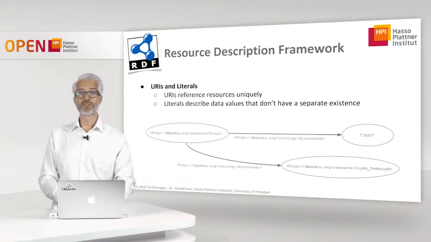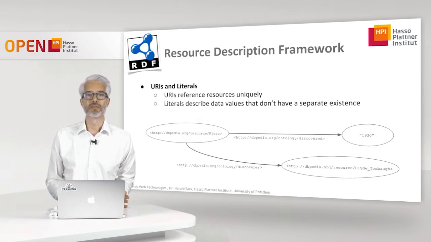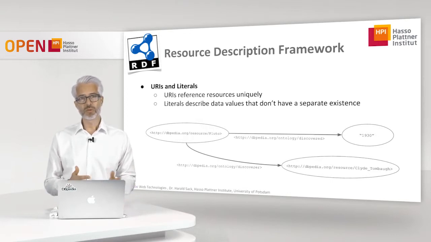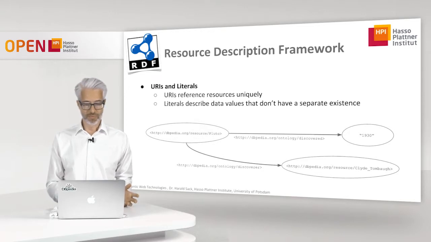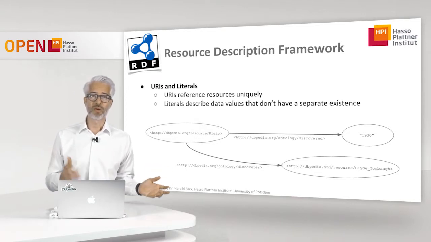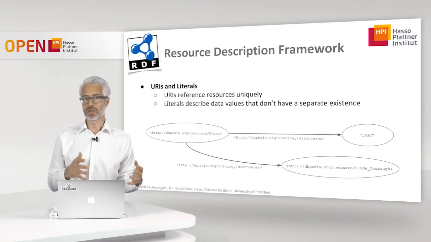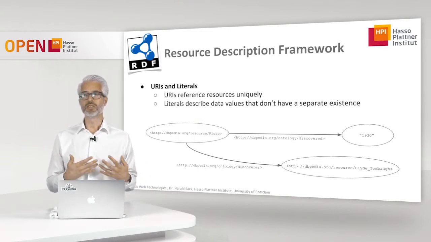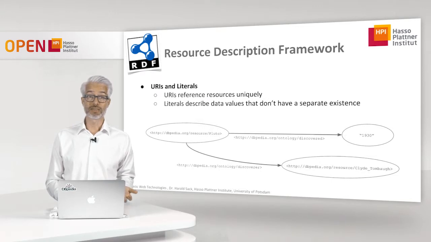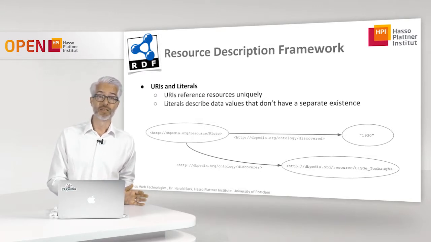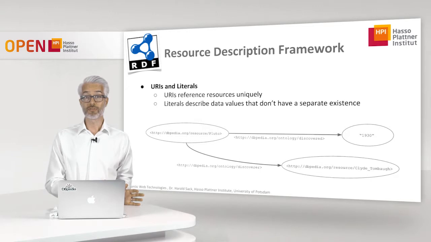So we have URIs and we have literals, which means we have 2 different things that can be connected within an RDF triple. So if we are talking about URIs as an object, we always reference a unique resource, a unique object, which has itself an address, which means it exists. On the other hand, literals describe only data values. And these data values do not have a separate existence. So they are only a value.